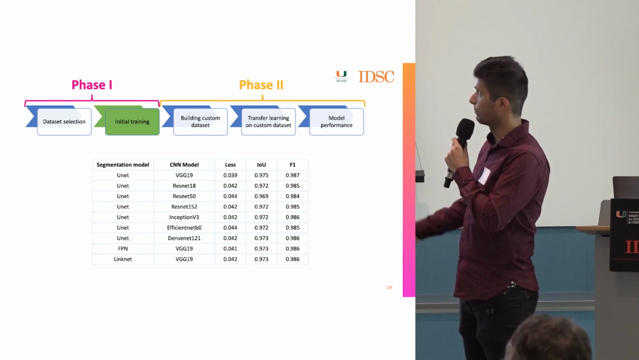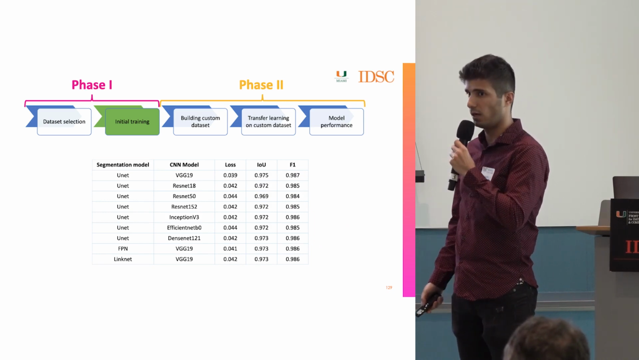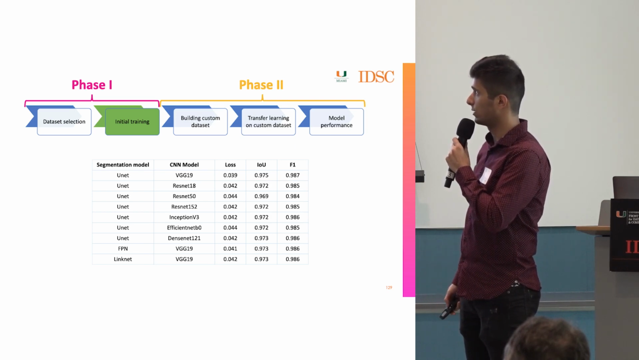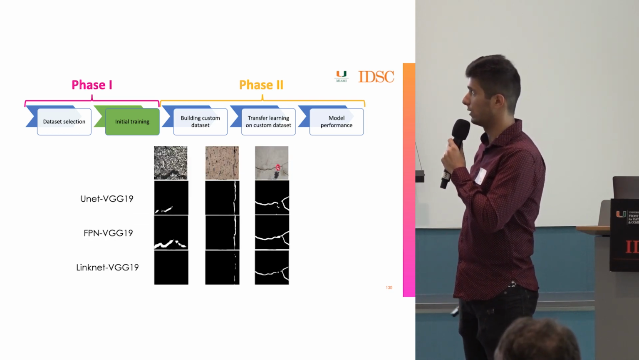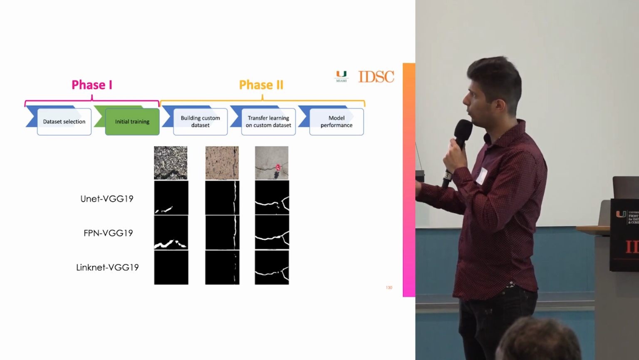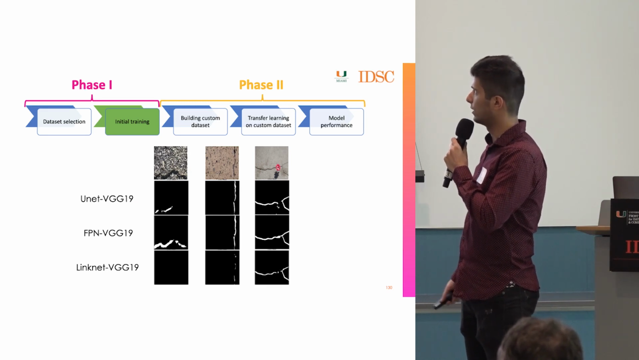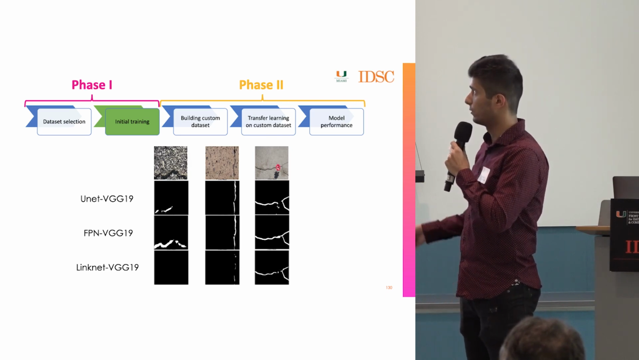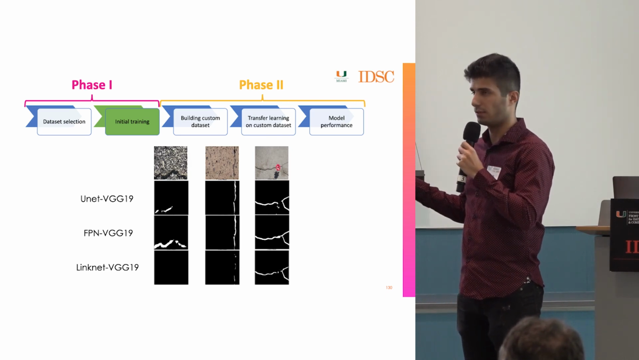These are some of the performances that we got. You can see they gave really good performances, and if you look at some of the example maps, for most models, we got fairly accurate results. But you have to keep in mind that these are, again, surface cracks.